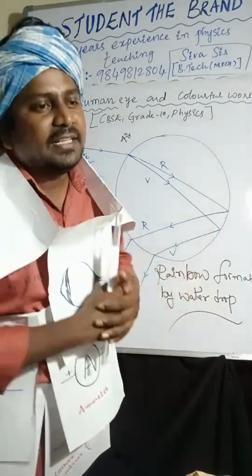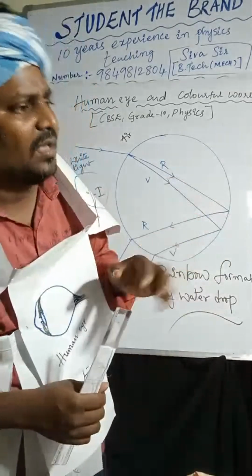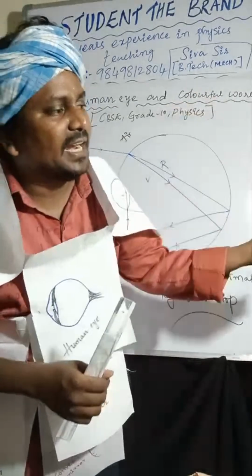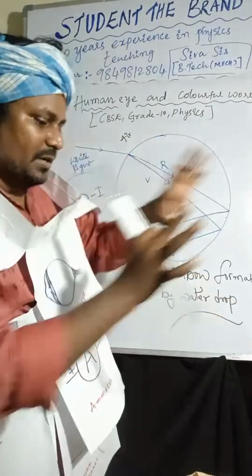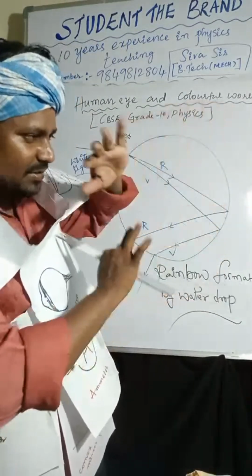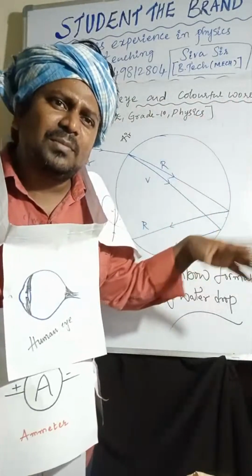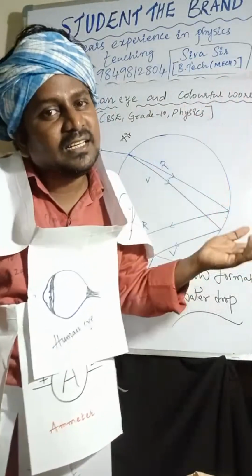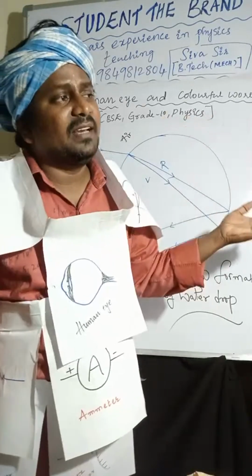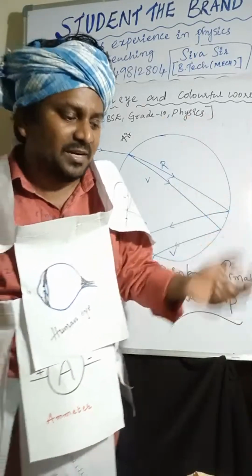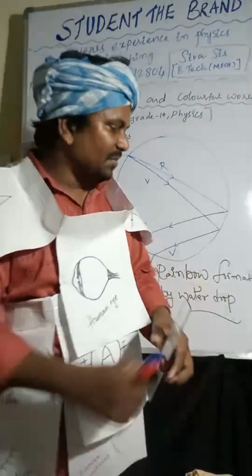For example, you are standing here, there is a fire, and your friend is standing on the other side of the fire. You are looking through it. Your friend's image appears flickering. What is the reason? Hotter air acts as a rarer medium and cold air acts as a denser medium. I will draw that in a diagram.